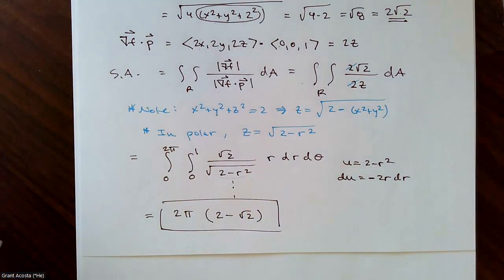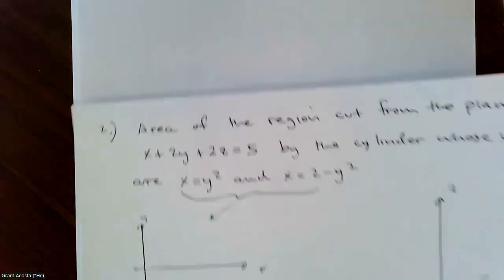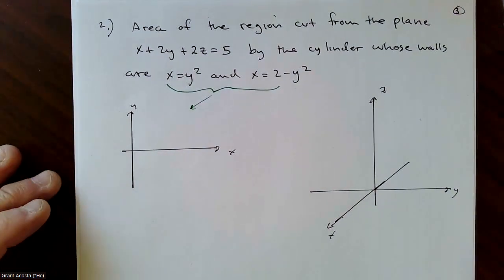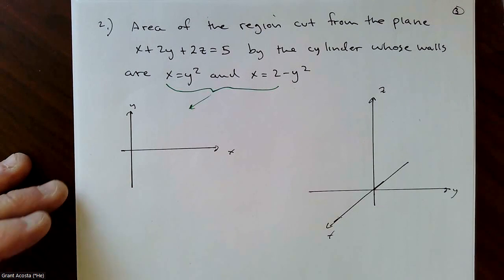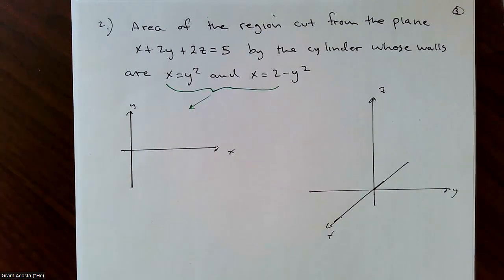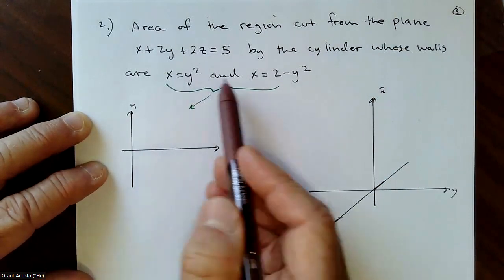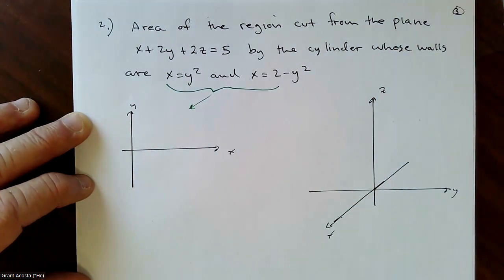Let's try another one. We're going to find the area of the region cut from the plane x plus 2y plus 2z equals 5 by the cylinder whose walls are x equals y squared and x equals 2 minus y squared.